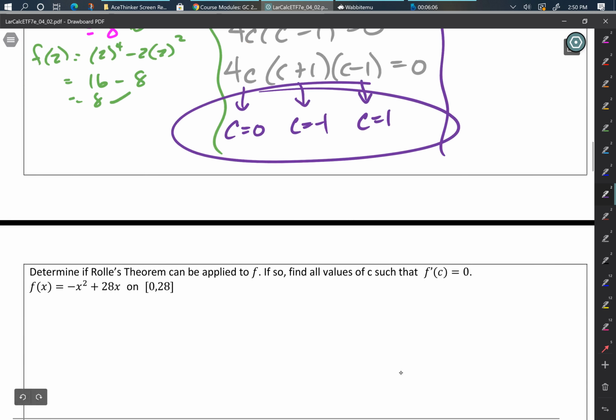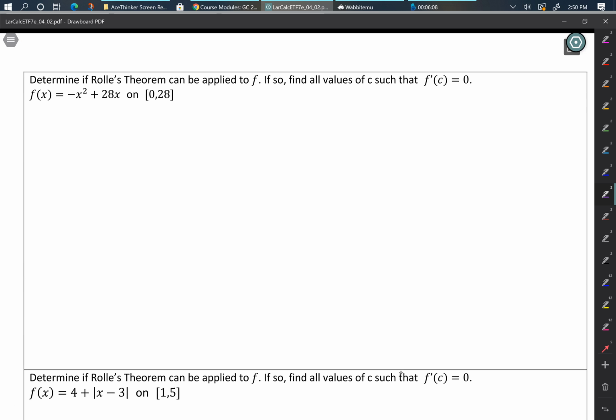Okay. All right, here we go. Determine if Rolle's theorem can be applied, and if it can, find all values c. All right, so what are the requirements for Rolle's theorem? 1, is our function f of x continuous? Okay, well, there's our function f of x. F of x is another polynomial function. It's a quadratic. Okay? So therefore, it's continuous on all real numbers, definitely continuous on the interval 0 to 28.